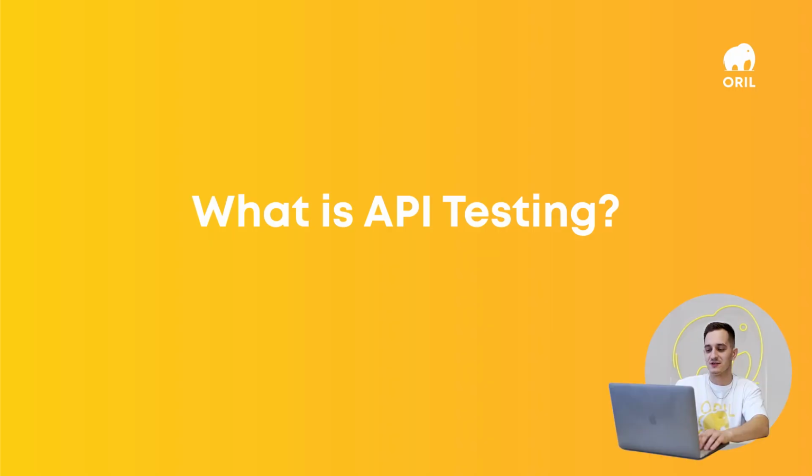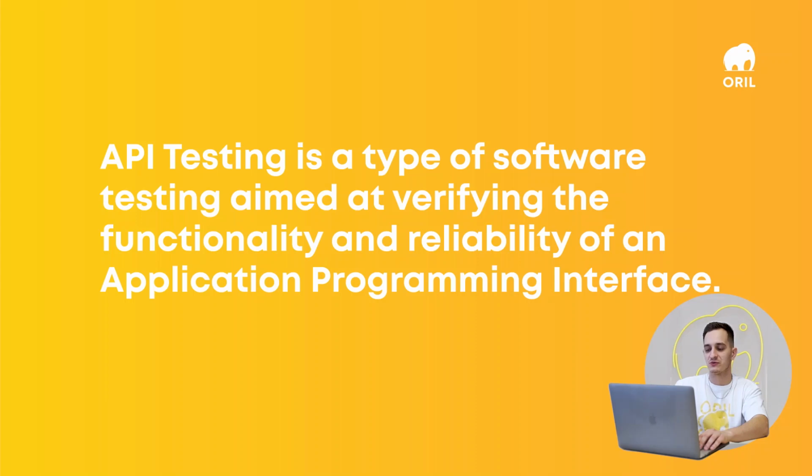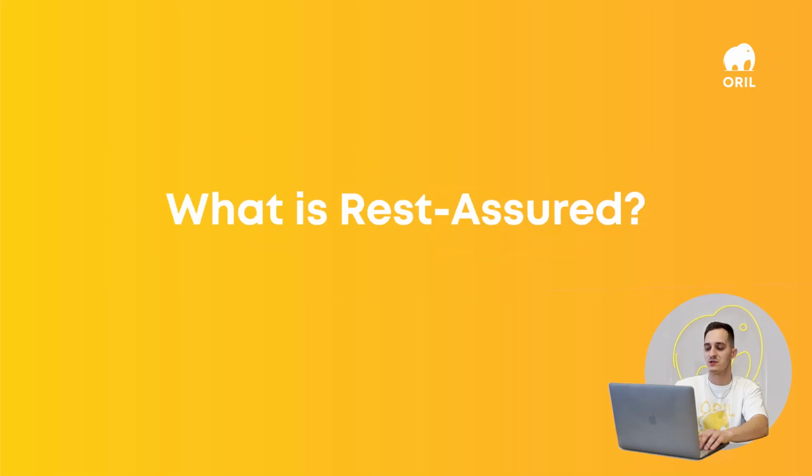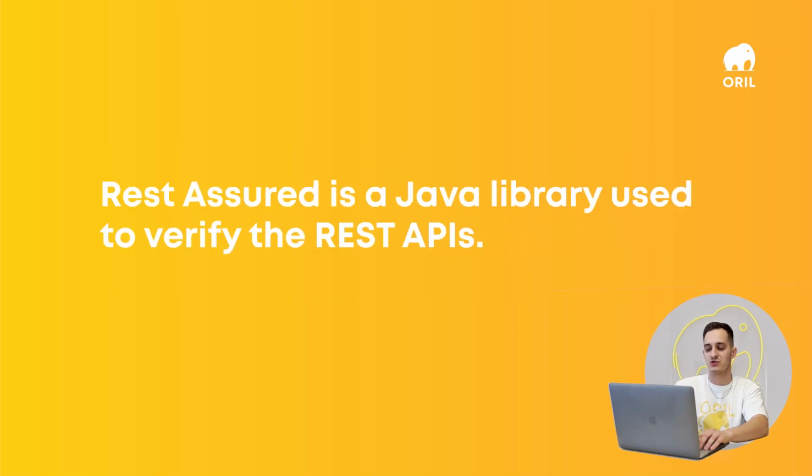What is API testing? API testing is a type of software testing aimed at verifying the functionality and reliability of an application programming interface, through which different components of an application can communicate, allowing for data exchange and function sharing. What is REST Assured? REST Assured is a Java library used to verify REST APIs. This library functions as a headless client to interact with RESTful web services. Let's explore the REST Assured framework with a practical example, using our Java demo project.